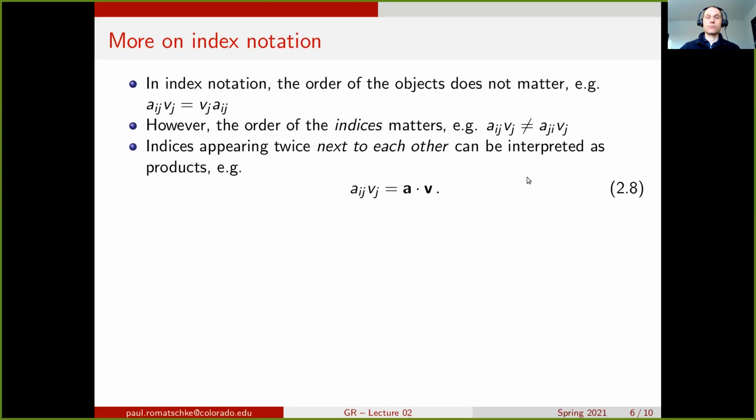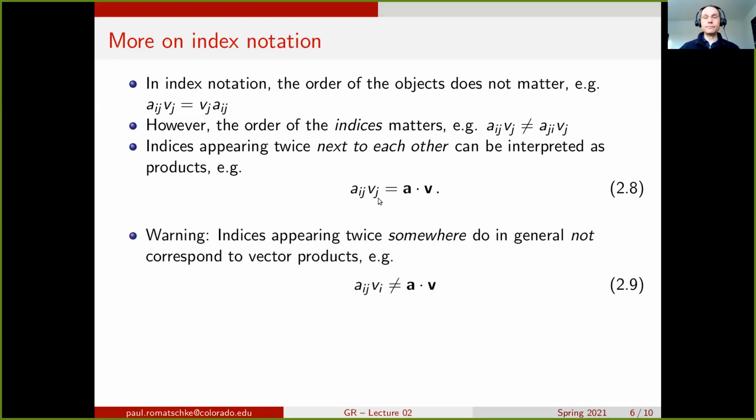However, we can interpret a sum over an index as a matrix product if the index that's summed over appears in the two symbols next to each other. So in particular, A_ij V_j literally is the same as the product of the matrix A and the vector V in this order, because the j is appearing in this particular fashion. It is not true that if we had the index appearing somewhere else, that would give the same product. So in particular, a counterexample to this would be the combination A_ij V_i, where you note that the index that's summed over is i, and the i is here appearing as the first index.